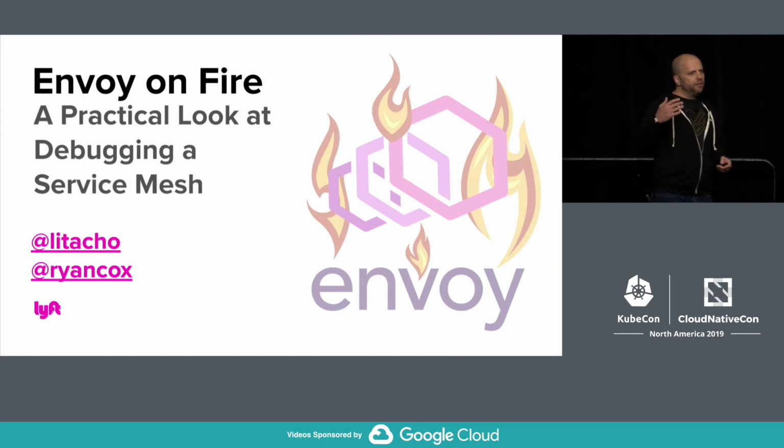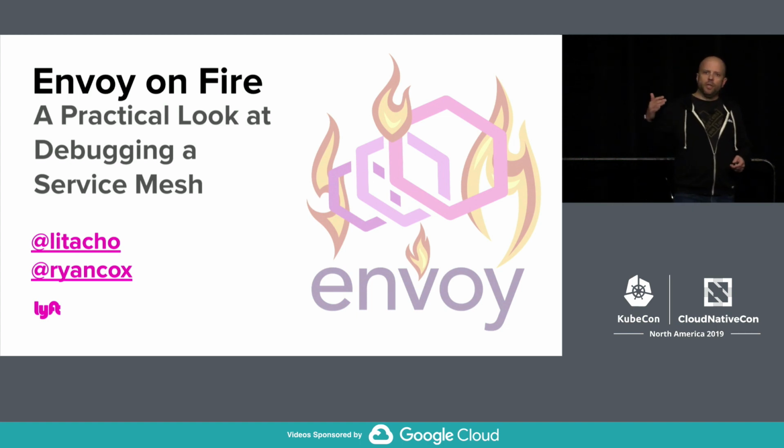And we're not going to get into specifics of App Mesh or Istio or other control planes, but I believe that most of what we will convey is usable for any control plane that uses Envoy.